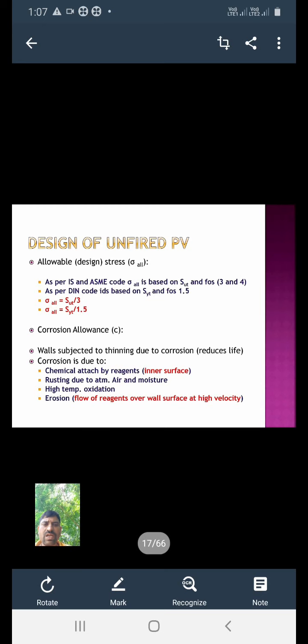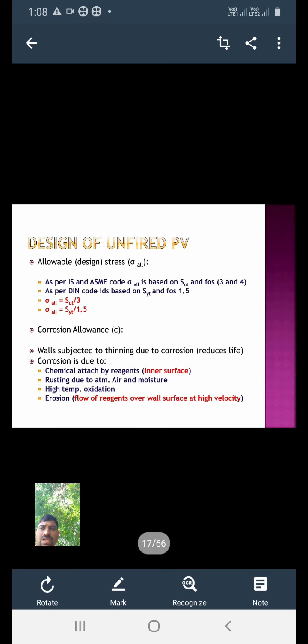Then next is the corrosion allowance. It is denoted by C. What is the reason for the corrosion allowance in a pressure vessel? First, because of chemical attack by the reagents on the inner surface of the vessel. That's why we will get the corrosion.